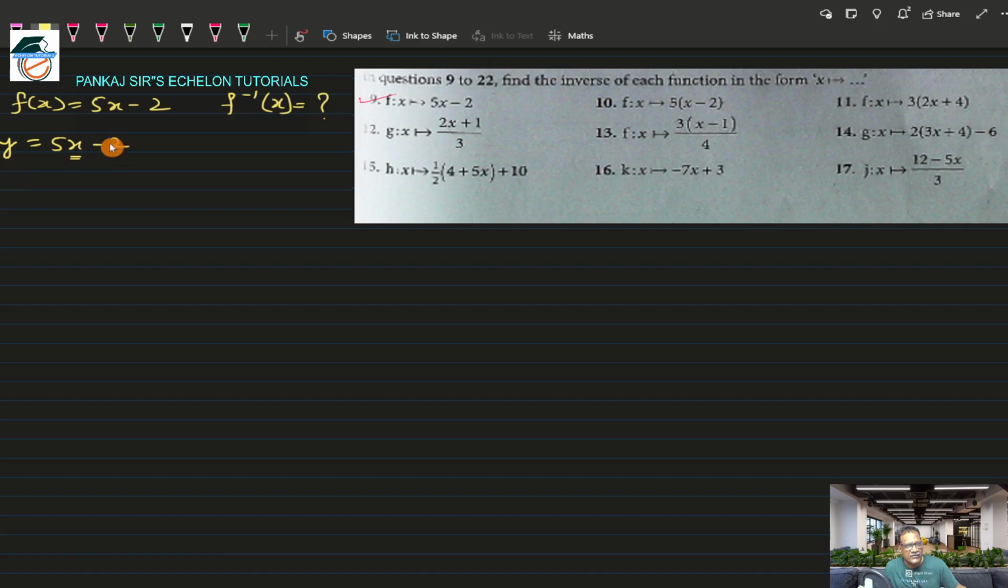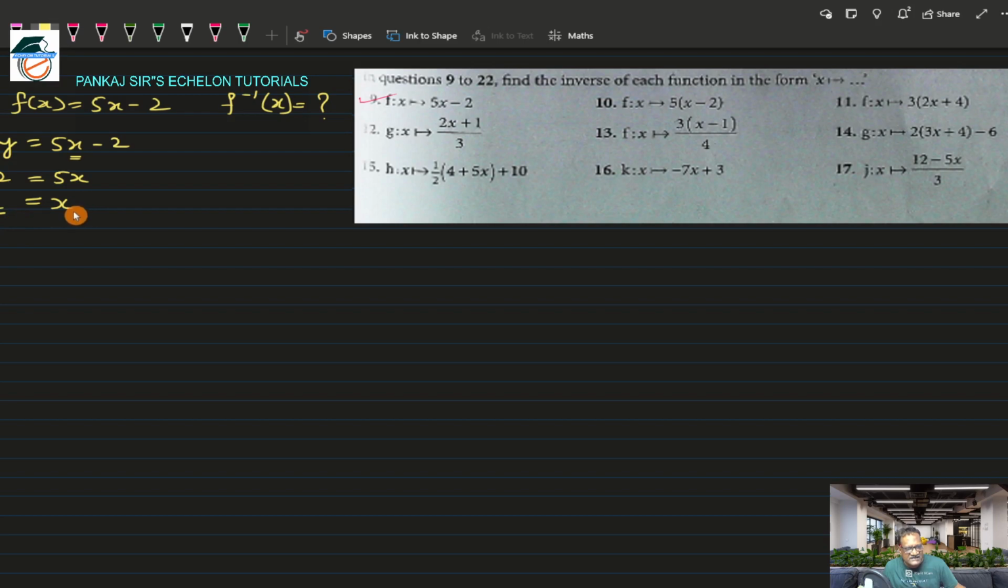First, this minus 2 I will bring over here. So this will become y plus 2 equal to 5x. Now my x is still not isolated. So this 5 I will bring to the left hand side. So this will become y plus 2 upon 5. Now can you see x is isolated? So x is equal to y plus 2 whole upon 5.